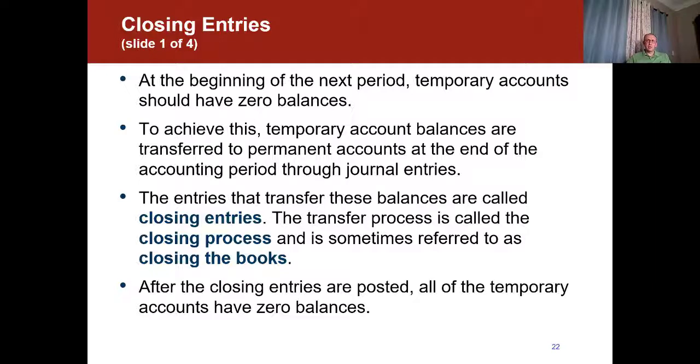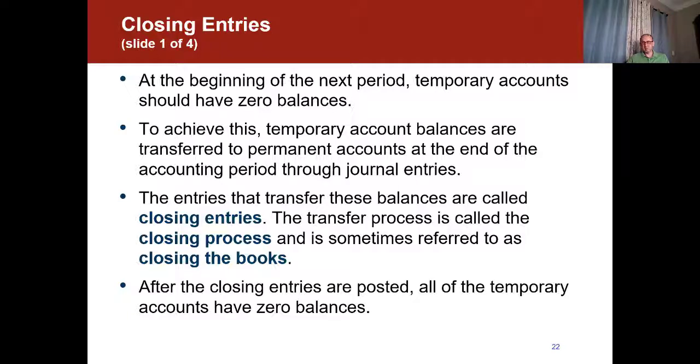At the beginning of the next period, temporary accounts should have zero balances, and this is why we need to deal with the closing entries. So in the coming slides, I'm going to be focusing on something called closing entries. The purpose of the closing entries is to close these temporary accounts.